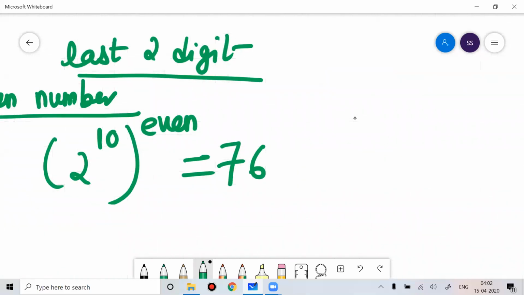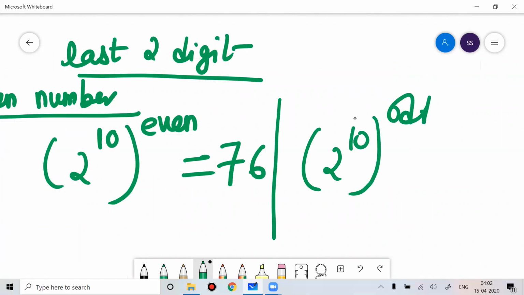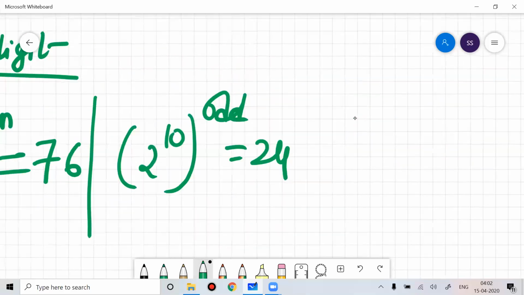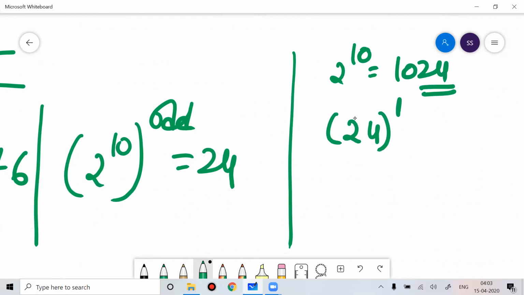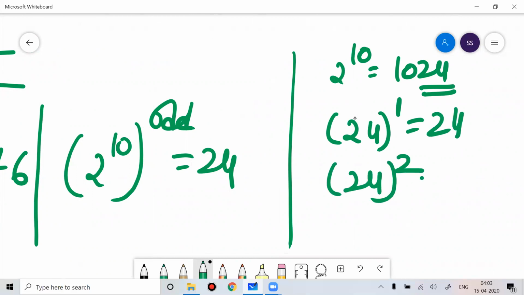and 2 to the power 10, if the power is odd, will give you 24. So you have to remember this. Why? If you want to know why, I can explain. 2 to the power 10 is 1024, so the last two digits are 24. So 24 to the power odd number is 24. 24 to the power even number, if you take, you'll get 576, meaning 76.